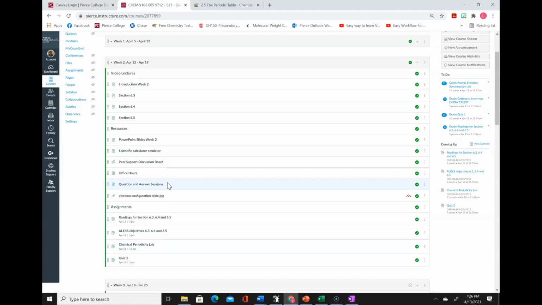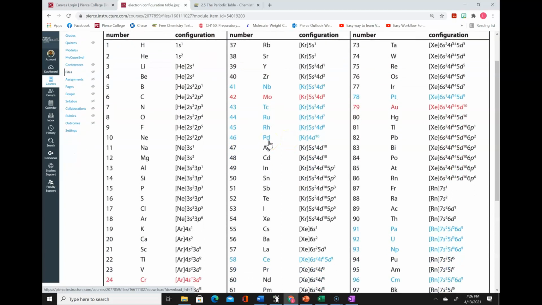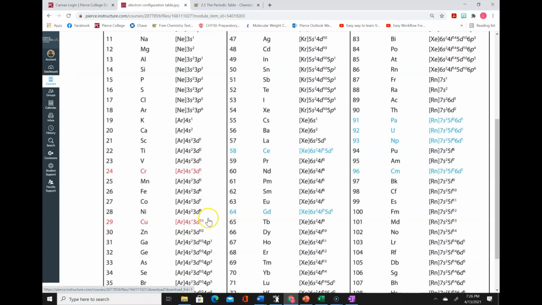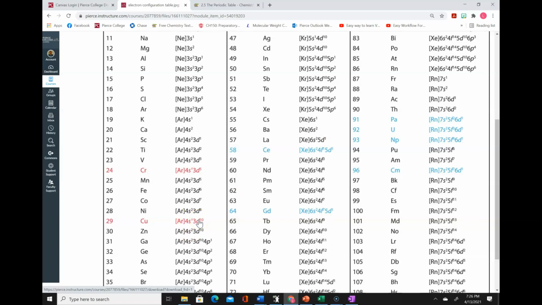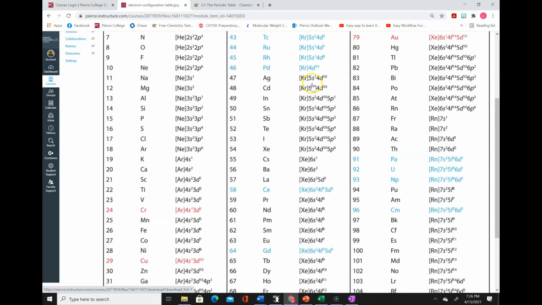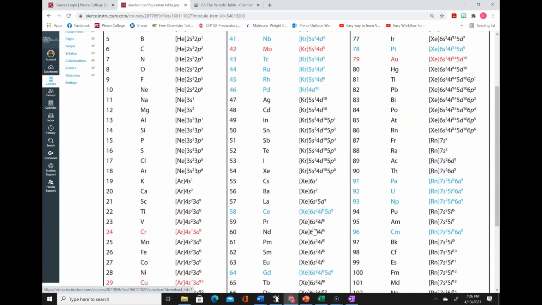In the Week 2 module, you'll see that I've got an electron configuration table, and you can see all of the ones that have weird exceptions. We're looking for the things that are S1, D10. So we said copper, and then we've got to find silver, there it is, and our other one was gold.